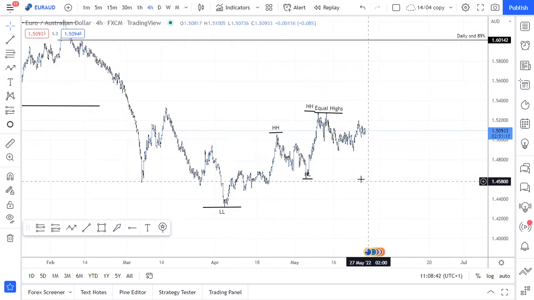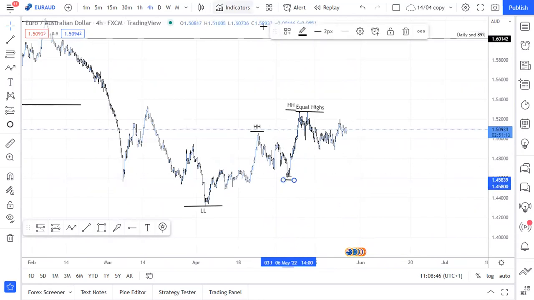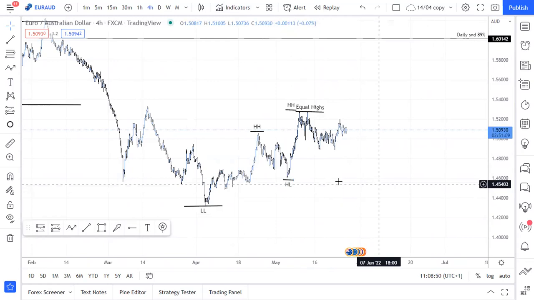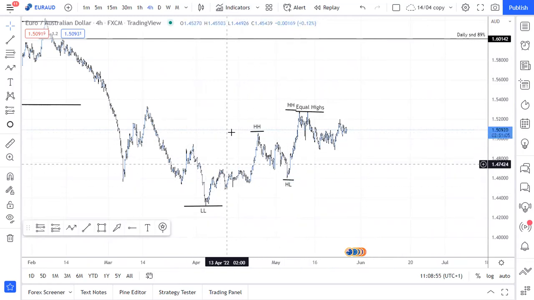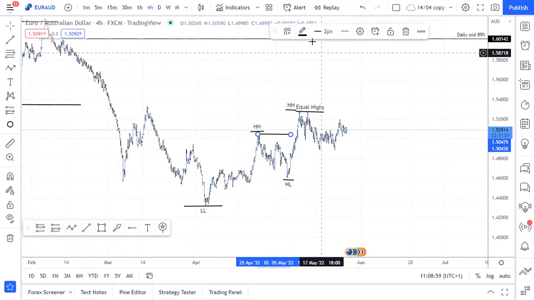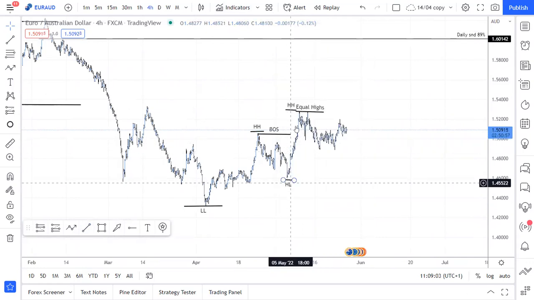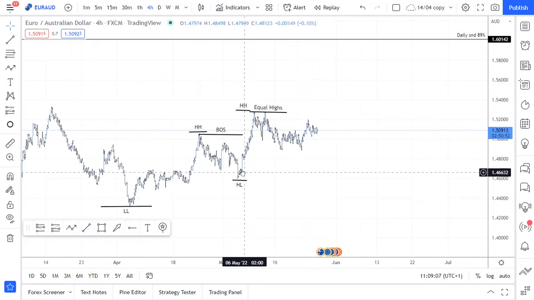So again, we mark out. Let's just change this to the bottom to make it clear. What did we do last time? We made a higher high, we made a higher low. We broke structure to the upside here. Where did that push come from? That push came from the origin, which is here.